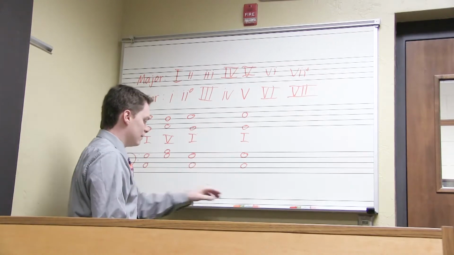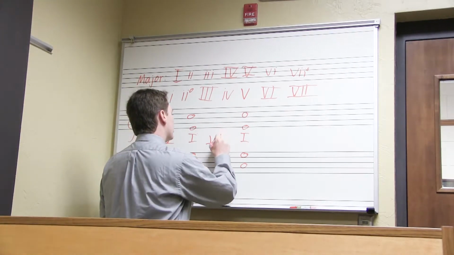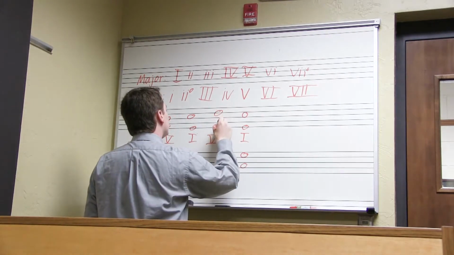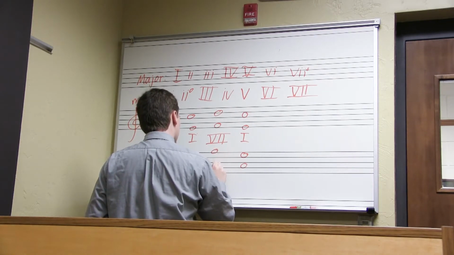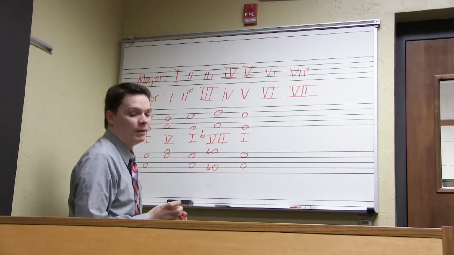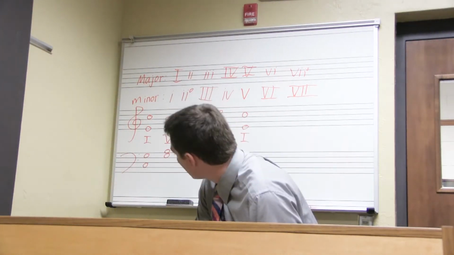And flat 7 sounds very similar. Let's say this goes here. And it's flat 7 because it's built on B flat instead of B natural. Let's hear what this sounds like.